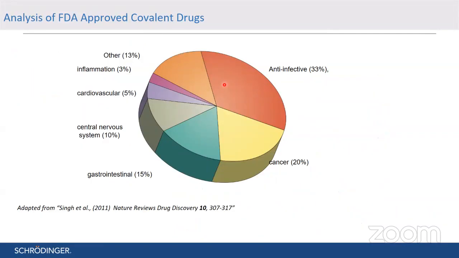When it comes to analysis of FDA approved drugs, the contribution of covalent drugs is, as you can see, 3% of the molecules treat inflammation, 5% cardiovascular, central nervous system, gastrointestinal, cancer, and so this is already there with us.